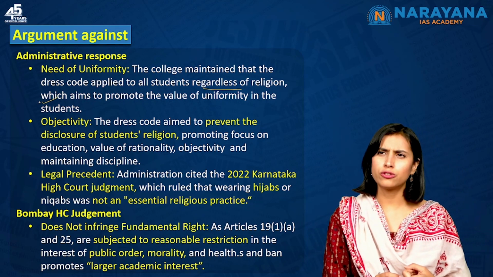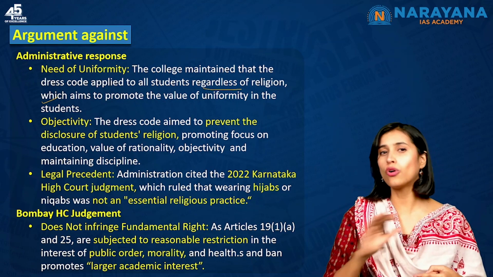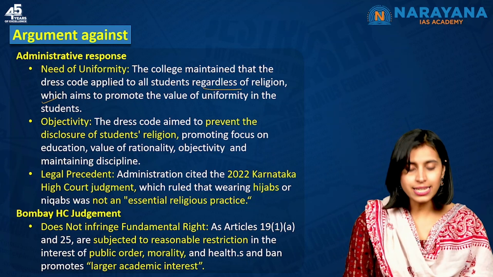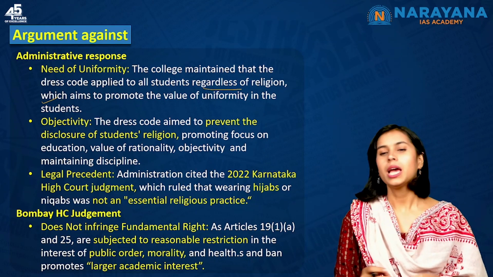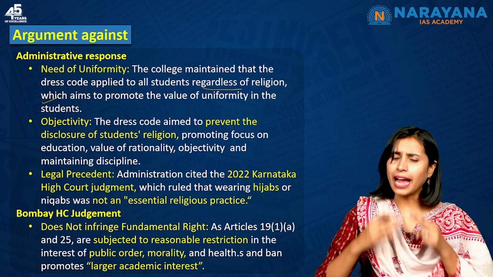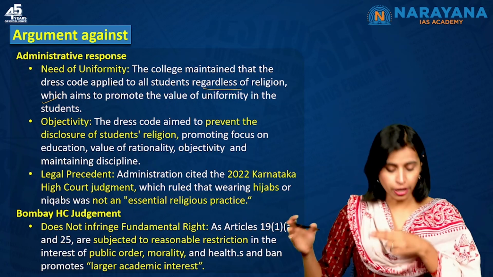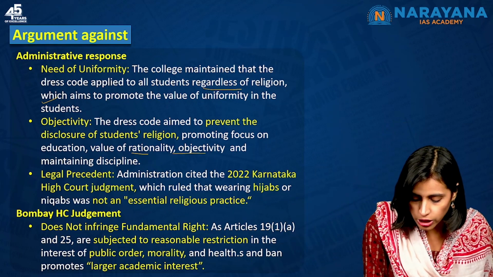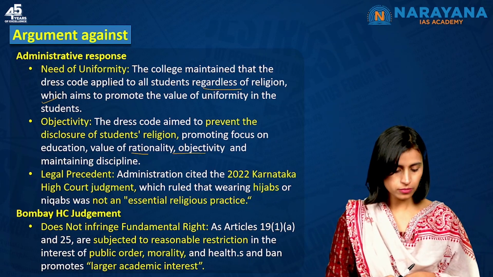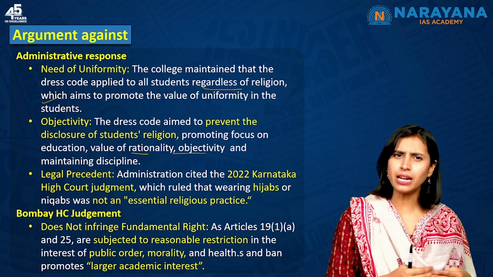So the educational institution says that we are promoting uniformity by having a single code for all of them. It does not discriminate based on religion. Second, it says that this is actually promoting objectivity by preventing students from disclosing their religious identity, and thus they can entirely focus on education instead of focusing on their religion. And in their education, they can focus on the values of rationality, objectivity, and maintaining a larger discipline in the school institution. And third, the administrative institution has said that there has been a legal precedent.